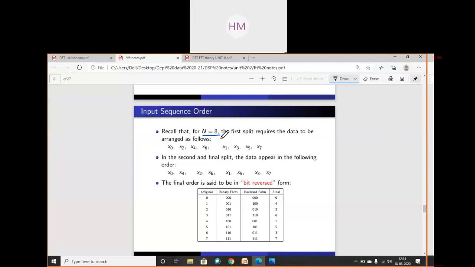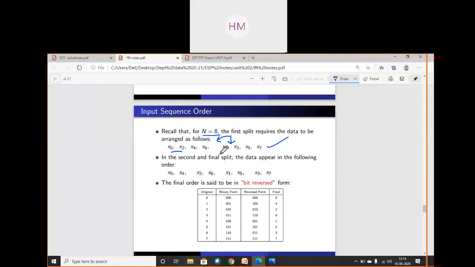So if the inputs are classified in terms of first even and then odd: x0, x2, x4, x6, x1, x3, x5, x7. So two sequences are there. First is the even and second is the odd sequence. This is my even sequence, x0 to x6 for N equal to 8. If I have N equal to 4, then what will happen? I will have x0 and x2 here, and here I will have x1 and x3.